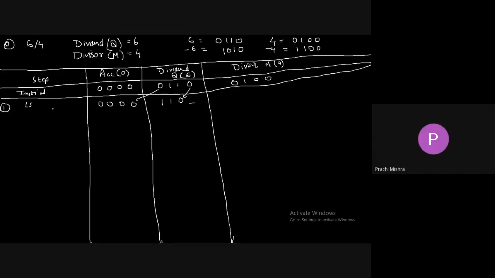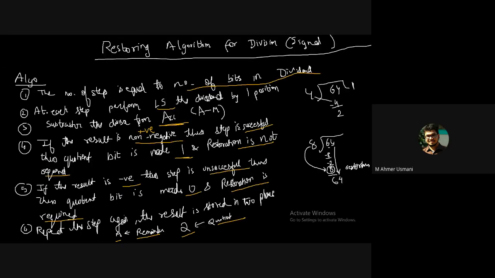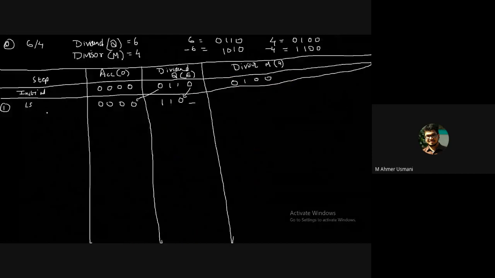Yes, sir. Okay. So first we did the left shift. After the left shift we got this. How to fill this empty place, we will see next. After performing left shift, what do we need to do? What is the first thing that we need to do? In every step after left shift, just go back to the algorithm. At each step, subtract the divisor from the accumulator. What do we have to do in the step? A minus M, right?